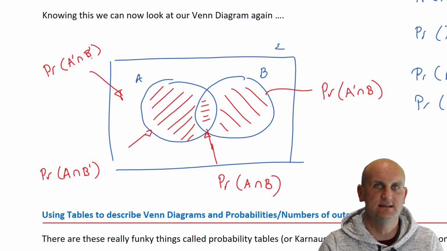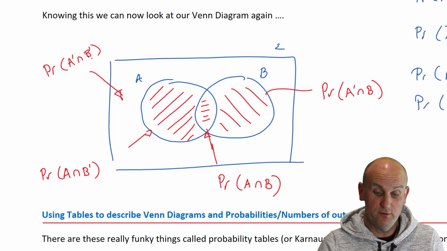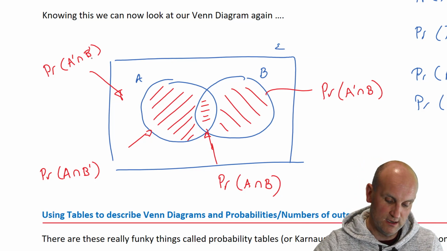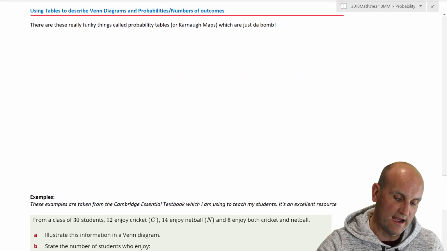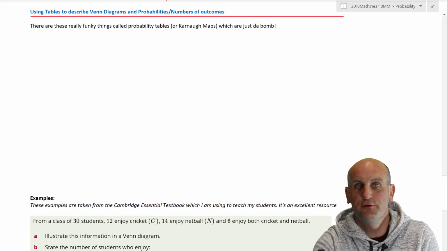All right, so everything that isn't A and B. Getting used to that notation, having that in a summary book, remembering it is actually going to be really, really helpful. Now, moving on, we have these things called probability tables or Karnaugh maps, which are just da bomb.